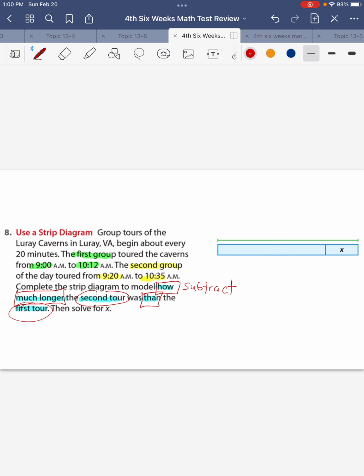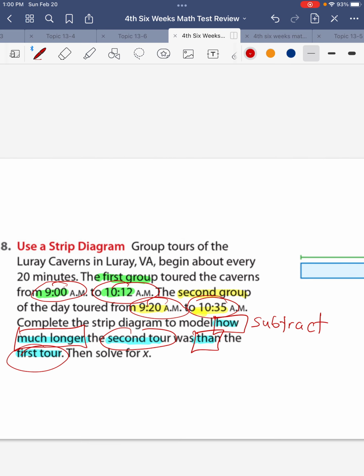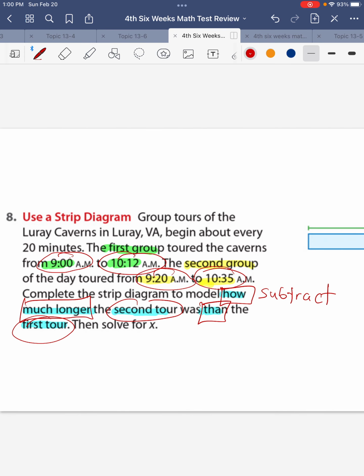But if you look, I have times here. I have 9 o'clock a.m. to 10:12, and 9:20 to 10:35. I need to see how long the tours were for each group, how long the tours lasted. So let me do the first tour. I'm going to put first group here so I know what I'm doing.